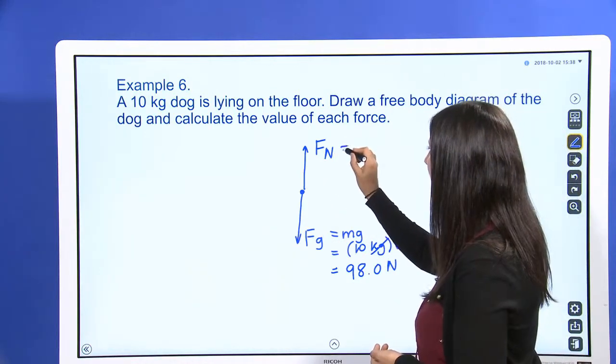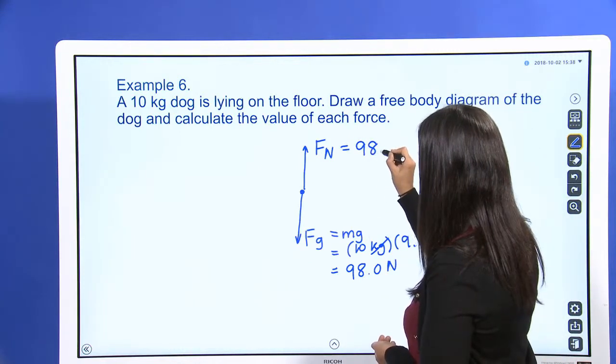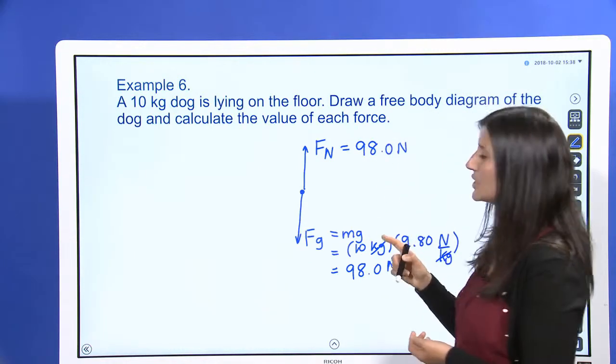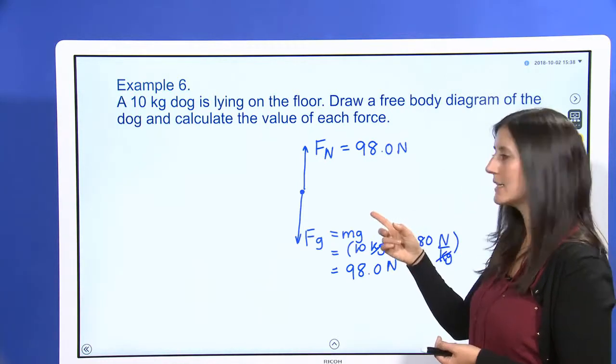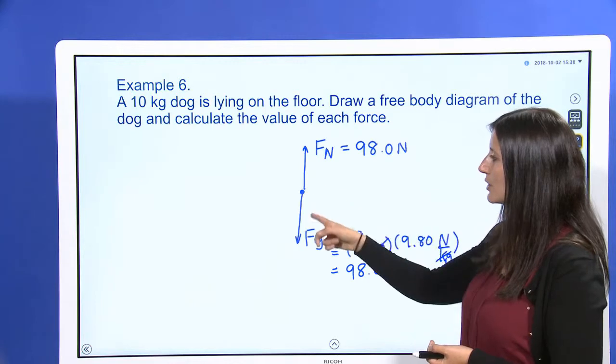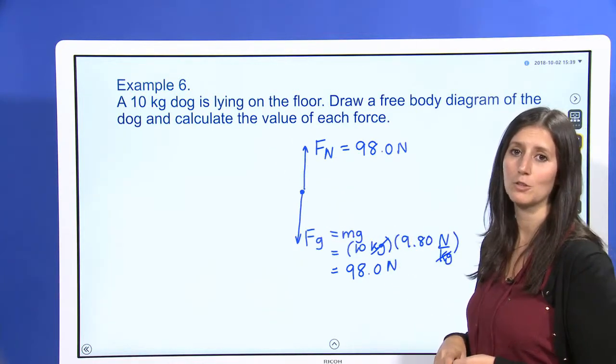So I'm going to write it in. My normal force then has to be 98.0 newtons. It's just pointing in the opposite direction. Okay, so I drew a free body diagram of my dog with the two forces, but I also calculated the value of each of those forces.